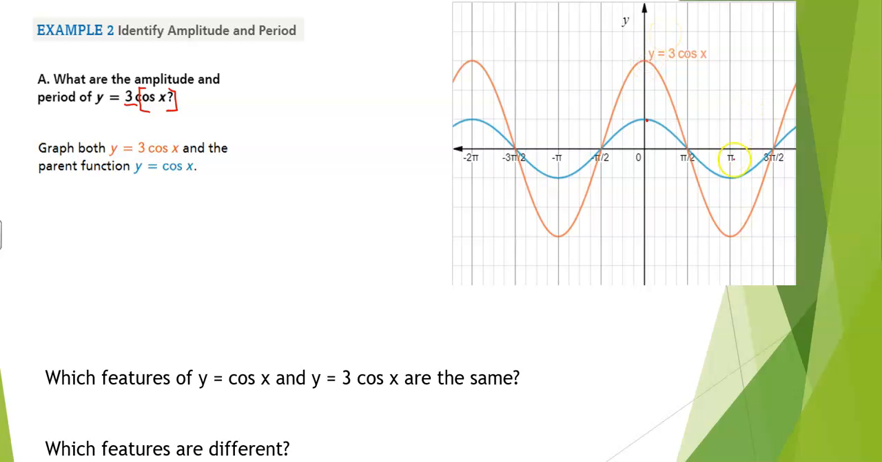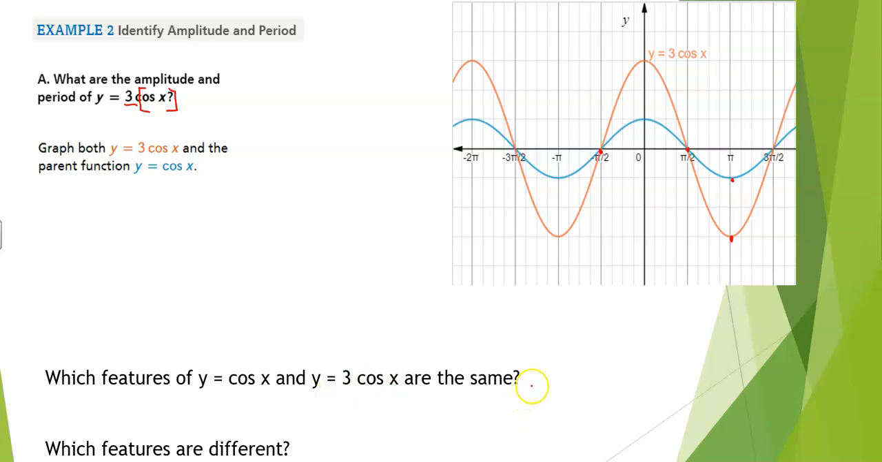And the same thing here for the minimum. This was -1, right? We knew that. So the output would go down to -3. But of course, 3 times 0 is 0. So these don't change. It doesn't look like the period changed, does it? Definitely the amplitude changed.